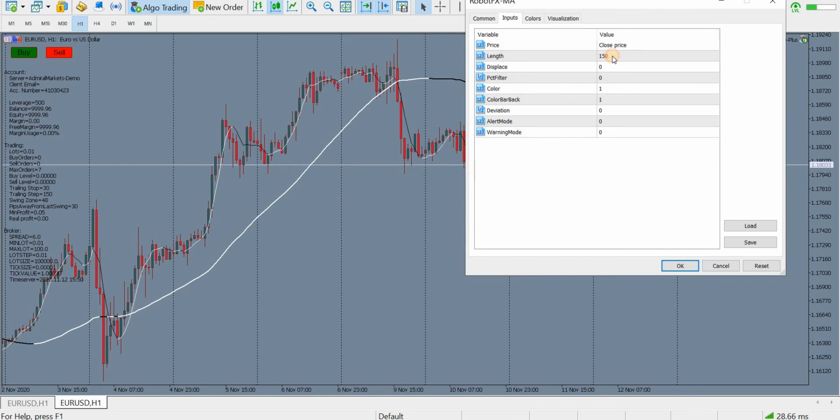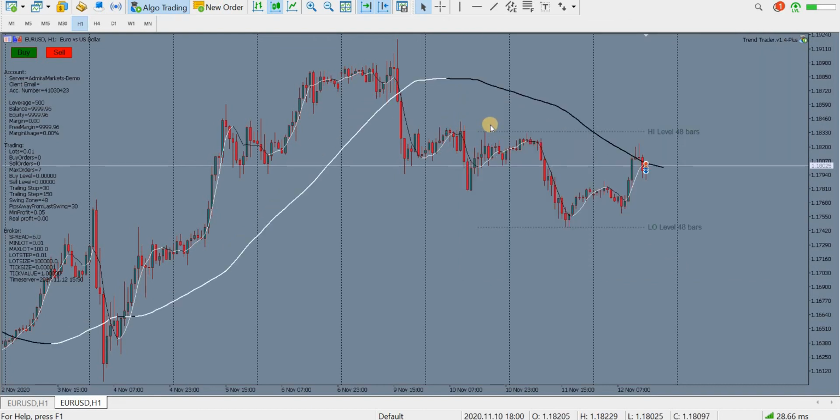Here, for example, I have a trend line of 150 length. Also no shift. Maybe I want a shift. You see how it moved a little to the right. In this case, I will also alter the expert advisor settings.